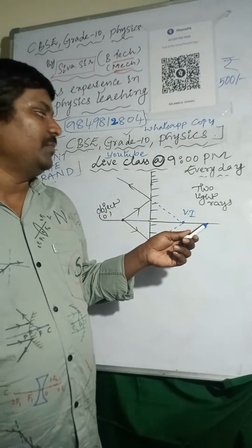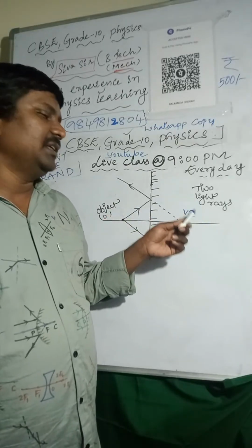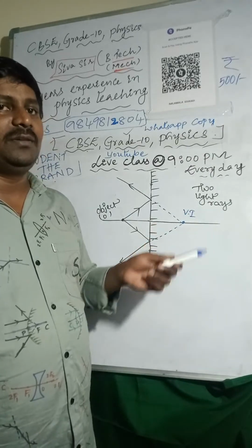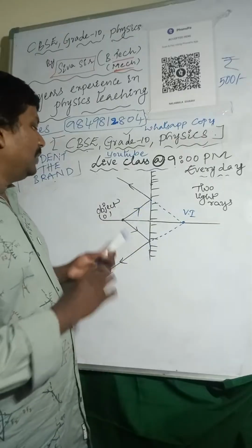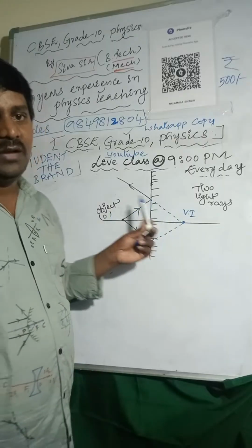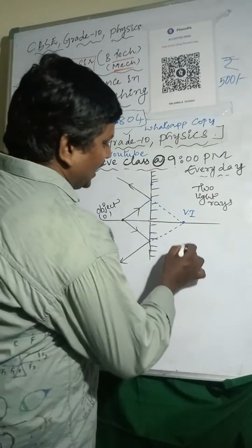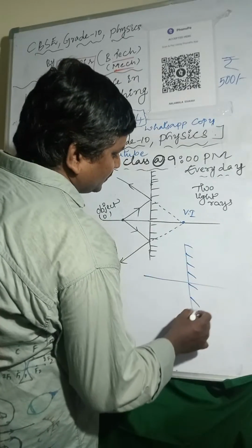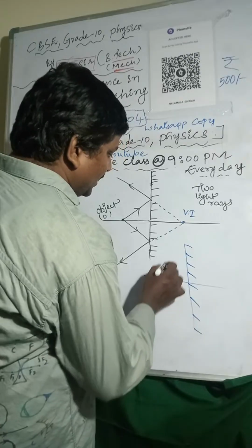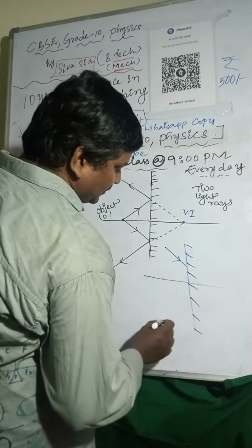So image will form here. What is the nature of the image? Virtual image. Okay. So a virtual, erect and diminished image will form. And here the object is real, image is virtual. I'm taking one more. So here light rays are coming from infinity.